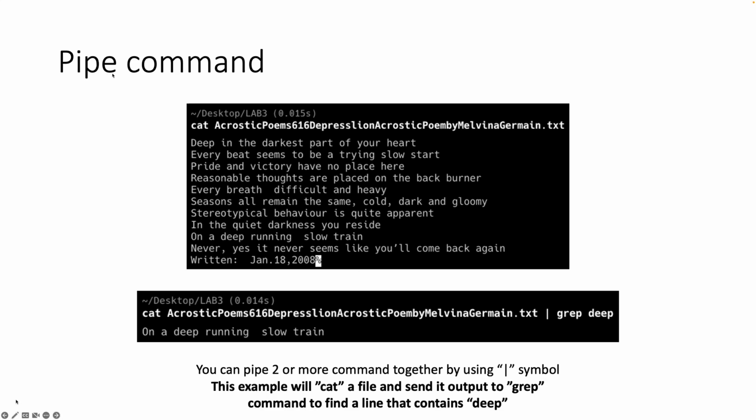Here is a pipeline command. You can combo command together. Let's see, in this case we use cat command, and this one is a file name, a very long one, and you use this symbol, followed by another command. This command is grep, to take the line that contains the word deep. So here is the output that you get: on a deep raining slow train.